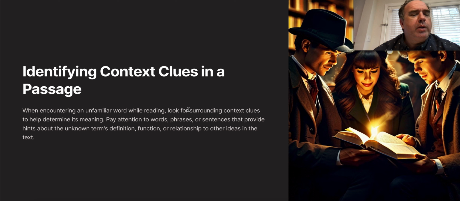Context clues in the passage. When encountering an unfamiliar word while reading, look for surrounding clues to help determine its meaning. Pay attention to words, phrases, or sentences that provide hints, especially when you're doing a reading test. They're going to drop hints and clues because they don't want to use a word that is unknown by everyone. They want to give you little clues so you can understand.